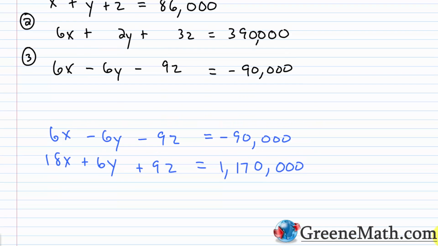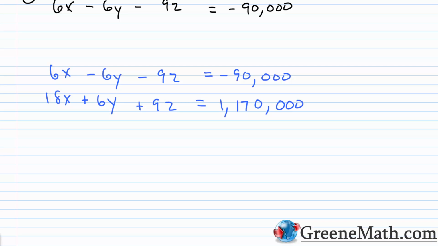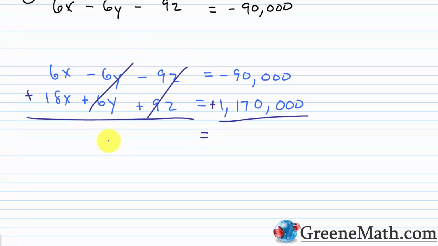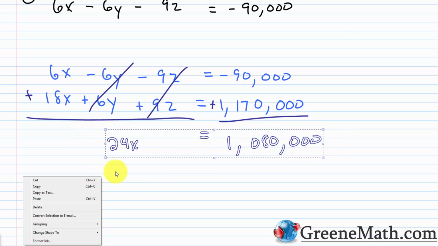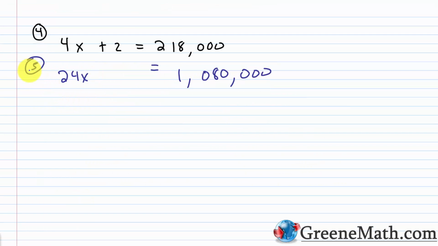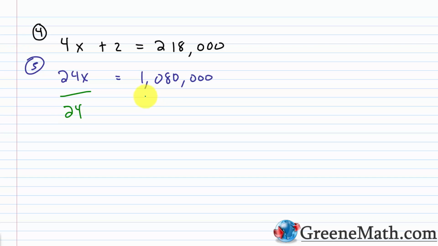All right, so let's erase this. And let me scroll down a little bit, get some room going. So let's sum the left sides, set it equal to the sum of the right sides. So these are going to cancel. 6x plus 18x is 24x. And this equals negative 90,000 plus 1,170,000, which is 1,080,000. All right, so let's copy this. So that'll be equation 5. Let me kind of tighten this down a little bit. So it's pretty easy. We're just going to solve this equation 5 for x.